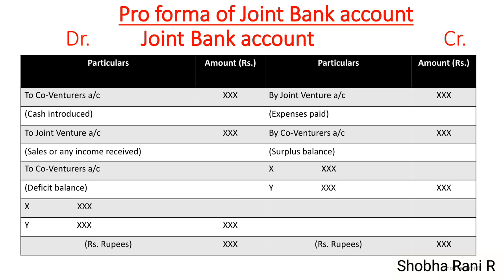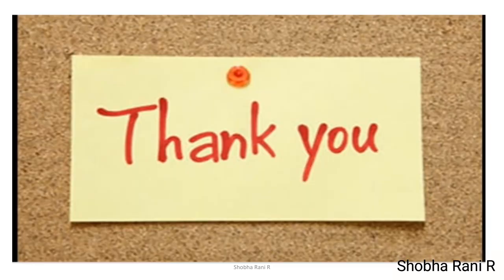Joint bank account is similar to a normal bank account. It records all expenses on the credit side and all the incomes on the debit side. The contribution of cash made by co-venturers, income through sale of goods, etc. are debited, and expenses of joint venture and purchase of goods are credited. The balance difference will be adjusted to co-venturers account.